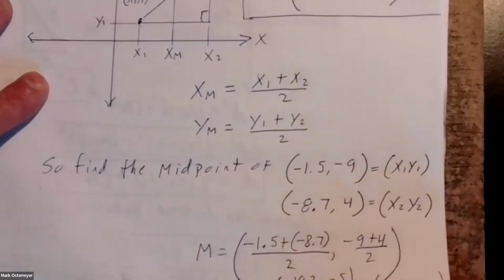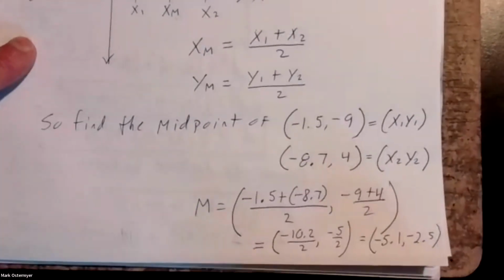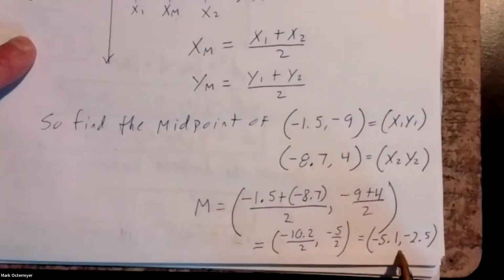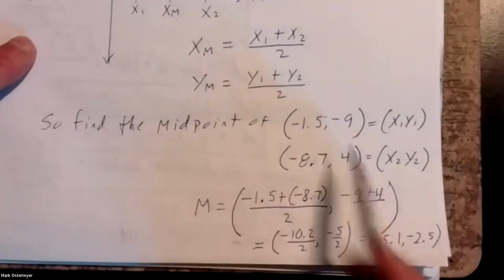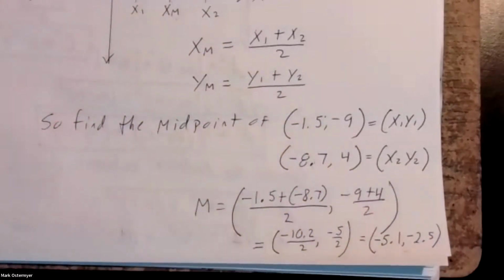This will be the midpoint, the point that's halfway in between these two points in the XY plane. That's the midpoint. Any questions how I computed the midpoint of those two points here?